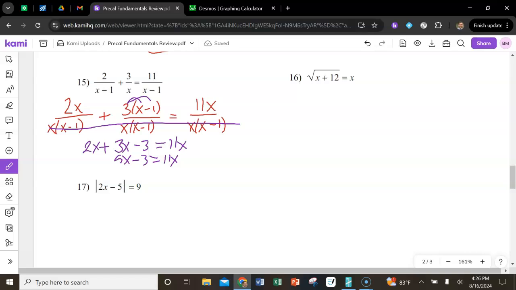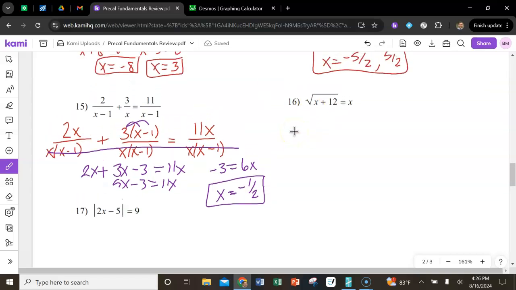I would subtract the 5x over, so I'm going to get negative 3 equals 6x. And if I divide by the 6, I'm going to get negative 3 over 6, which is negative 1/2. And that is my final answer. Okay, so get all the denominators to be the same, and then just ignore them.